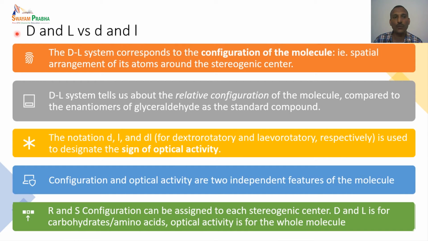And optical activity is basically for the whole molecule. Of course, capital D and capital L are mainly used for carbohydrates and a few amino acids only. For complicated molecules, we cannot assign D and L because each stereogenic center cannot be assigned. This we will see later.